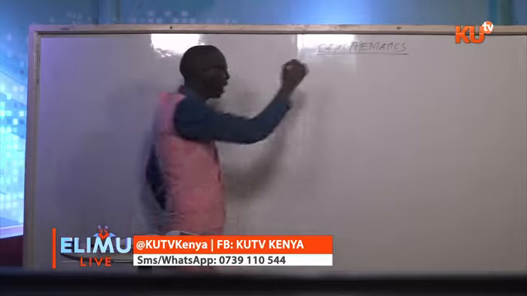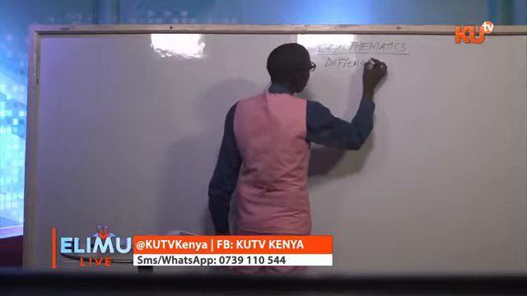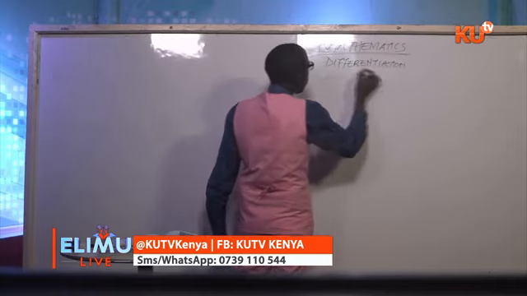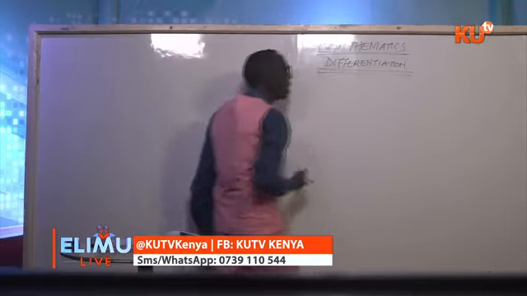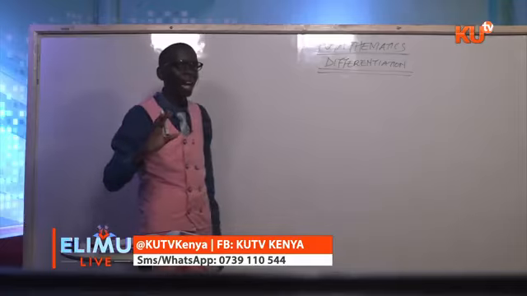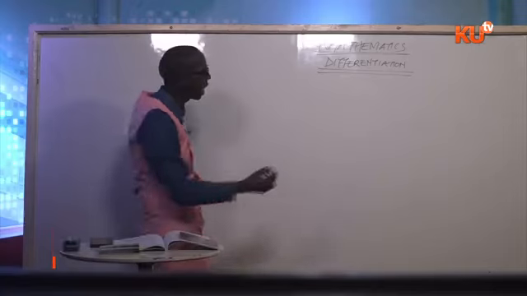So to start with, we write the topic. The topic is differentiation. This is a Form 4 topic on calculus called differentiation. Now, before I talk about the equation of tangent and normal to the curve, I want to remind us how we differentiate.